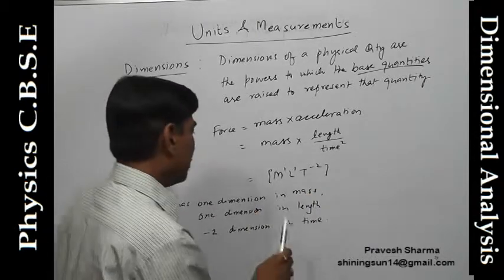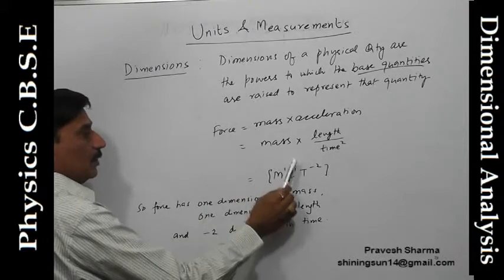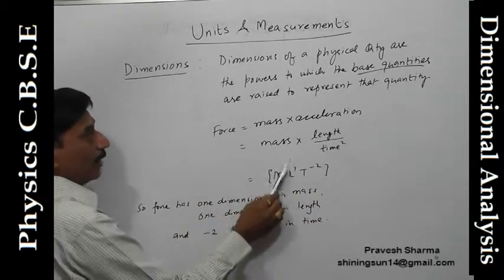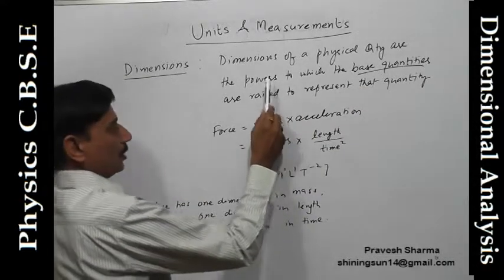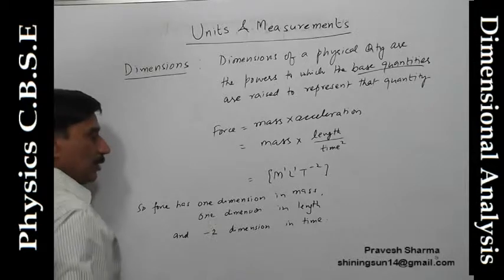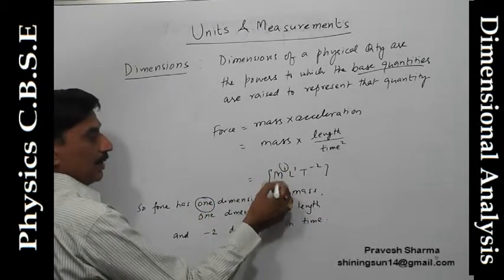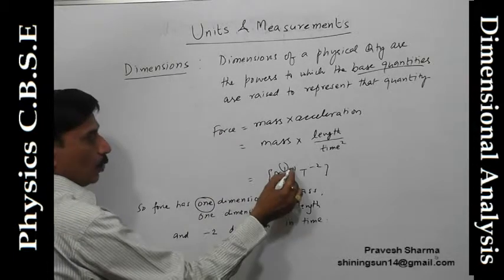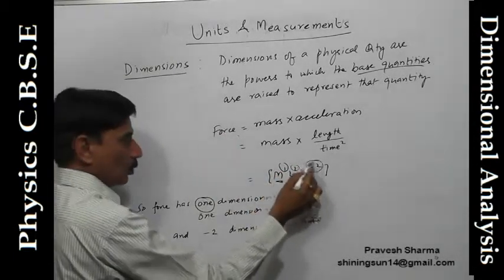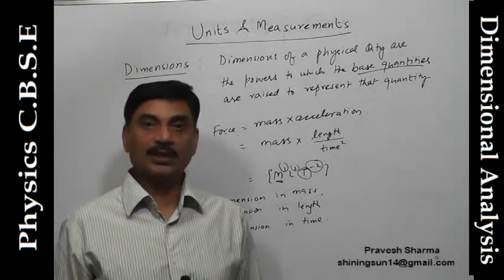So how do we say it? We say force is equal to the dimensional formula for this, which comes out to be like this. Over here we have the powers to which the base quantities are raised. So force has one dimension in mass. Force has one dimension in length. Force has minus 2 dimensions in time.